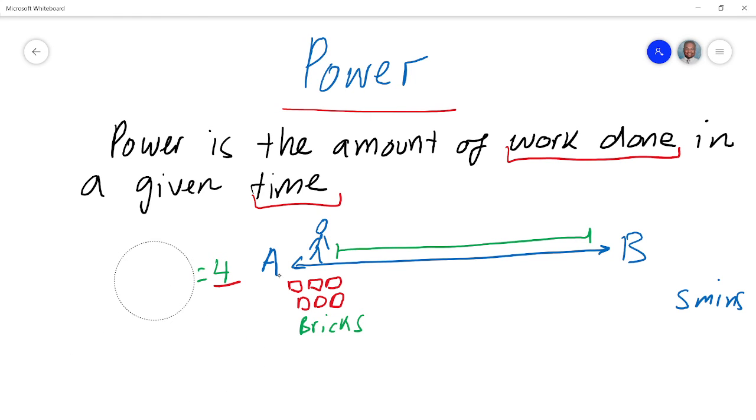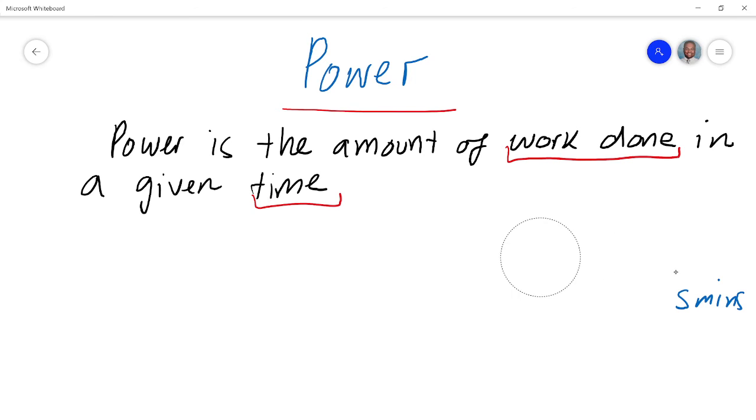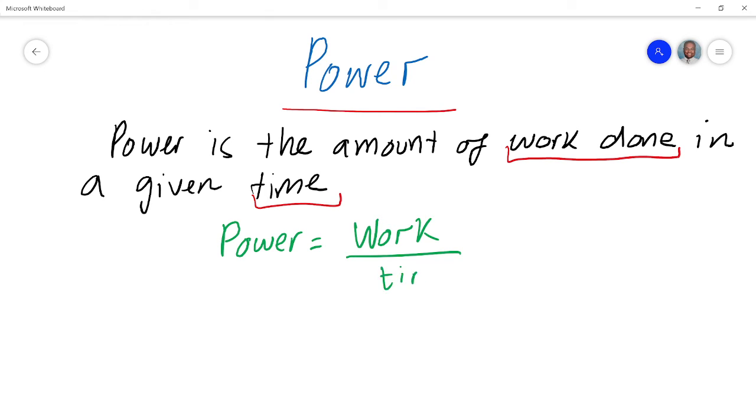If you look at the definition above, it clearly says power is the amount of work done in a given time. So what that means is the formula to calculate power is actually present in the sentence. So you can say power is work over time. The amount of work done in a given time space or a given time frame.